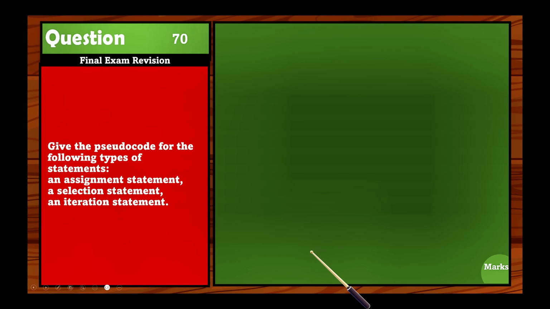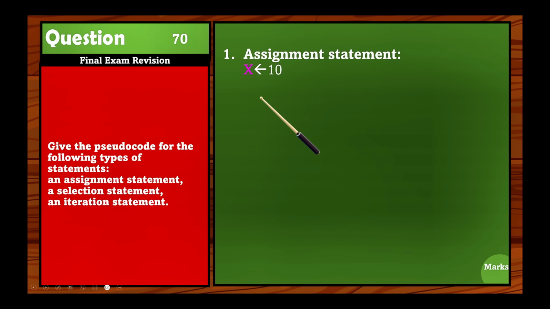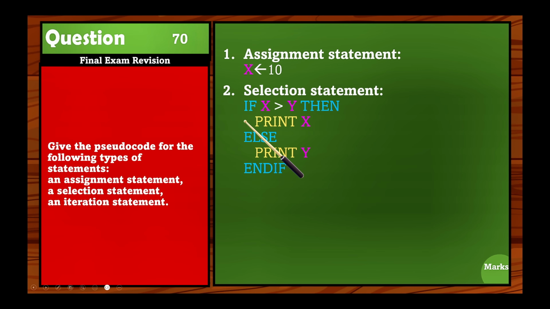Okay, give the pseudocode for the following types of statement: an assignment statement, a selection statement, and an iteration statement. So the assignment is simple: X, and then you use the arrow, or you can also use the equal sign, and then you have a value that you want to assign to that variable. Then you have a selection statement. Selection statement is if or the case statement. So if X is greater than Y, this is the condition, then the keyword then, print something else, print something, and it ends with the keyword endif.